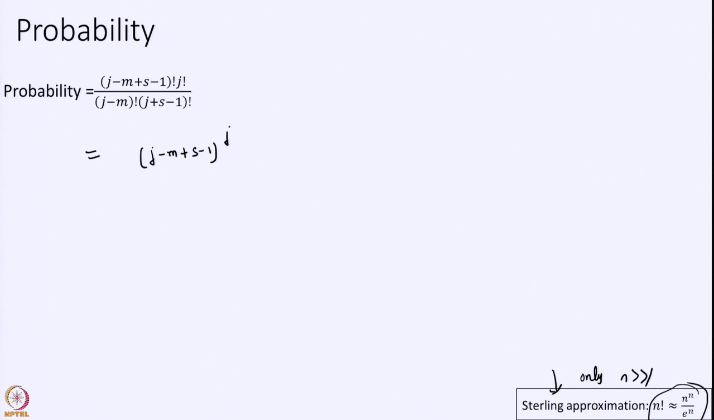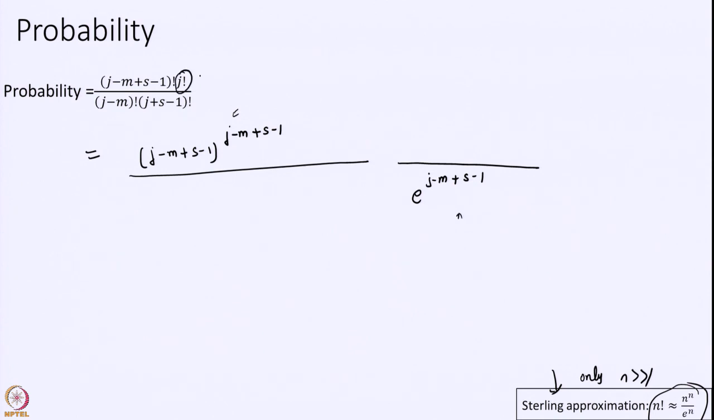To the power of j minus m plus s minus 1. Okay. And I will have a corresponding exponential as well. Exponentials I am going to write here. E to the power of j minus m plus s minus 1. Okay. So, this is n to the power of n term, this is e to the power of n term. I have j factorial now, j factorial gives me j to the power of j divided by e to the power of j.